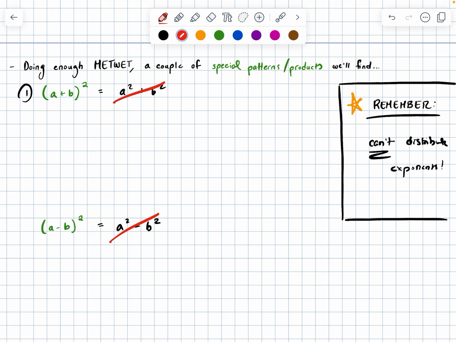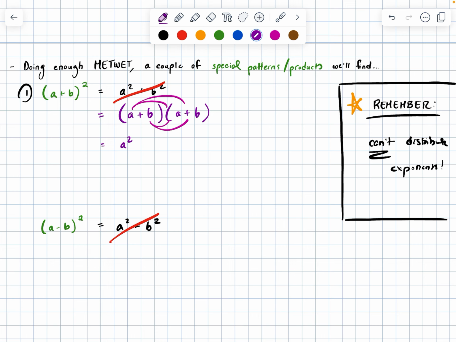And stop. So a plus b quantity squared does not mean a squared plus b squared. If I think about the definition of an exponent, squaring something means to multiply it by itself. So I hope you agree that a plus b quantity squared really means a plus b times a plus b. And now I'm here, I can METWET.